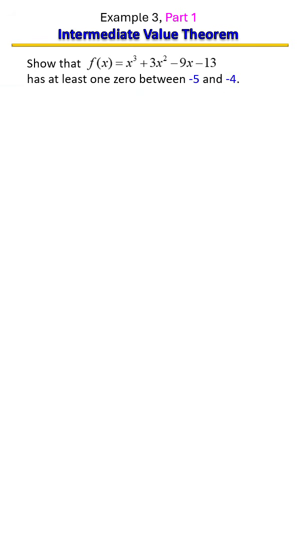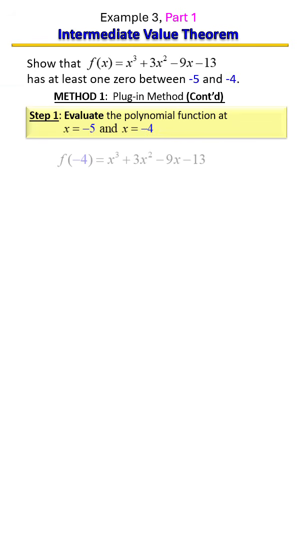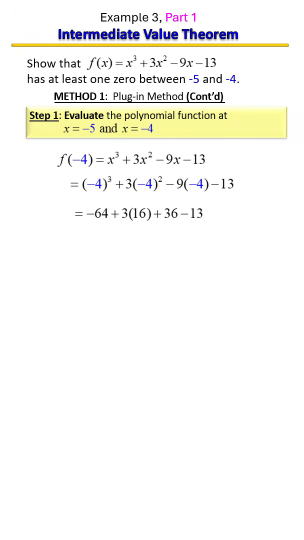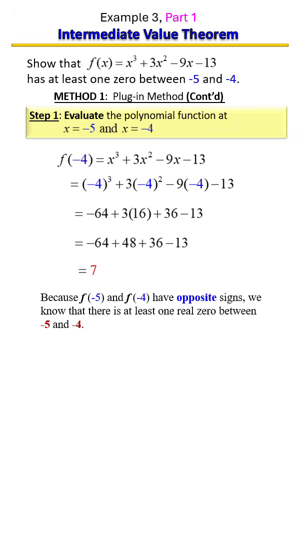So now I'm going to plug in the -4, and again in the original equation, remove all the x's, replace it with -4. We're going to proceed with doing the math there so we can see what our output is. And we got a 7, a positive number. So because one of our outputs was negative and the other was positive, meaning opposite in sign, by the intermediate value theorem, that proves that there is at least one zero between -4 and -5.